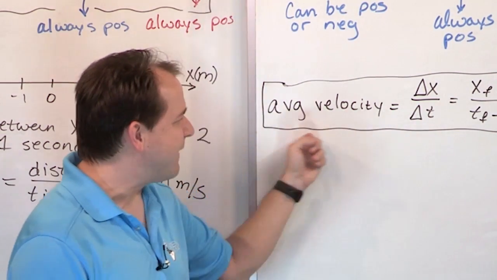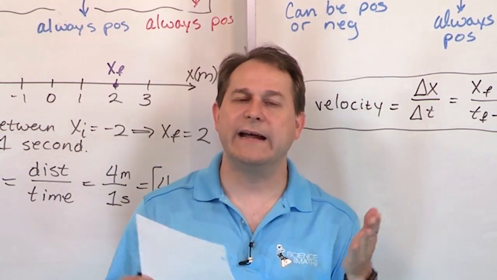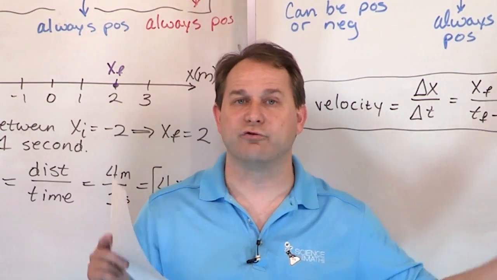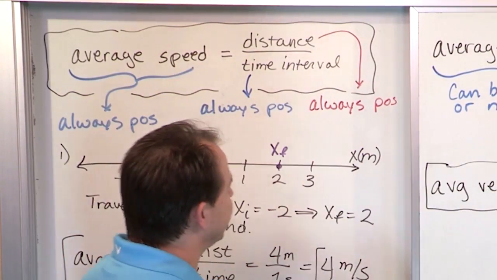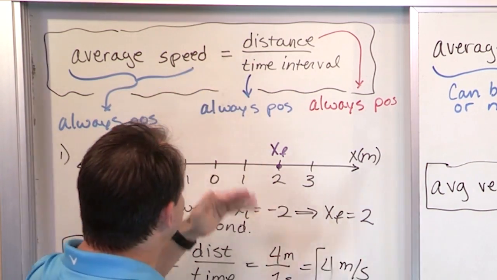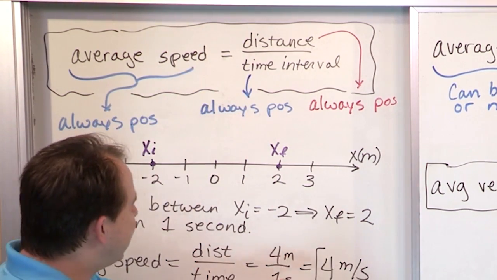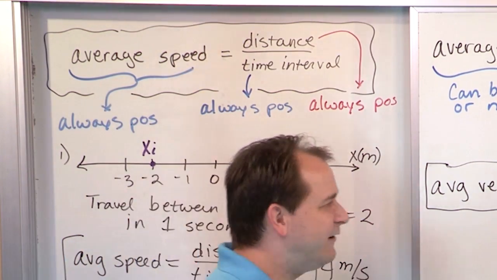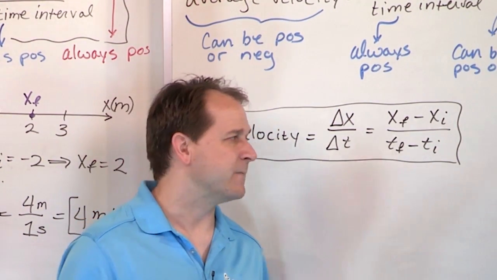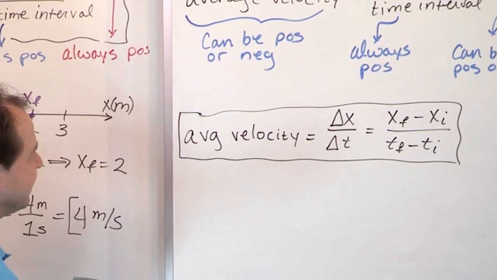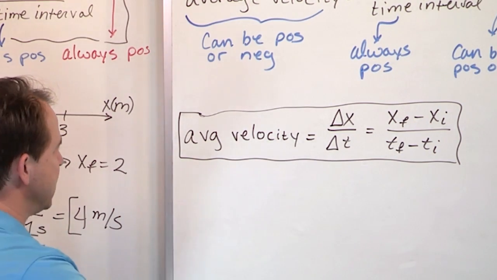So velocity, average velocity, is a vector quantity. It has size and it also has direction. Whereas speed is the exact same number as velocity. It's the same calculation, except we just threw away the sign. So we get positive answers for our speed. It's just like displacement, or very similar to displacement and distance that we talked about earlier. One has a sign and one doesn't. One's a vector and one's not.